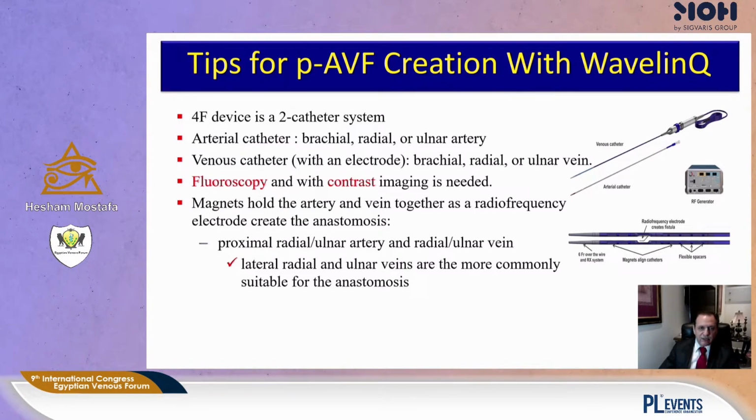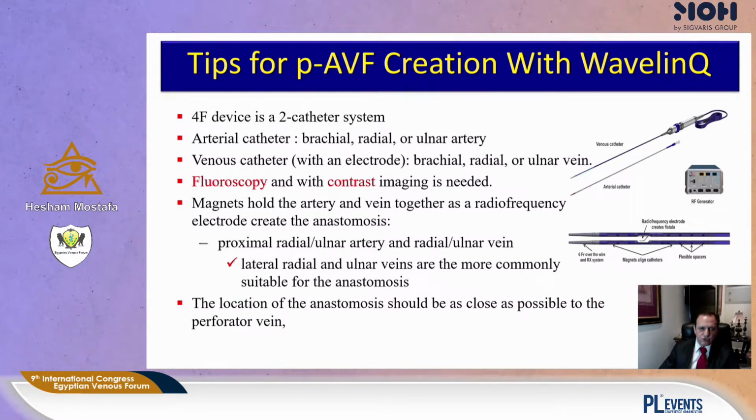The most common area of anastomosis is between the radial artery and vein or the ulnar artery and vein. And usually the lateral radial and ulnar veins are the more common suitable veins for the anastomosis. The location of the anastomosis should be as close as possible to the perforator vein, and coil embolization of the brachial vein may be required to help direct the blood from the deep system to the superficial venous system.